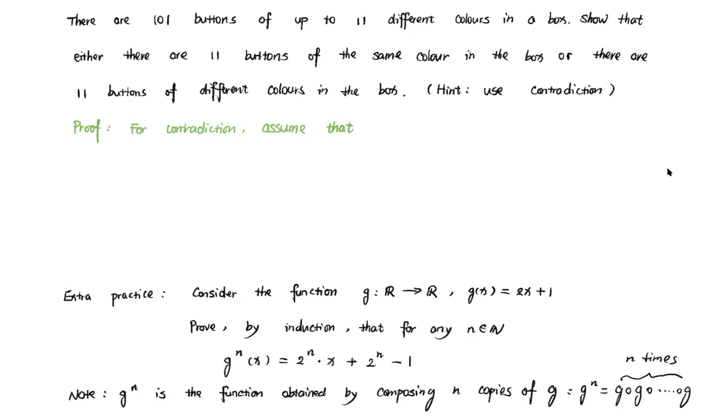So assume that there are up to 10 buttons of the same color and up to 10 buttons of different colors in a box.